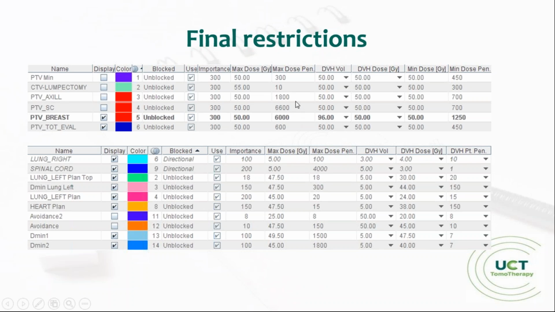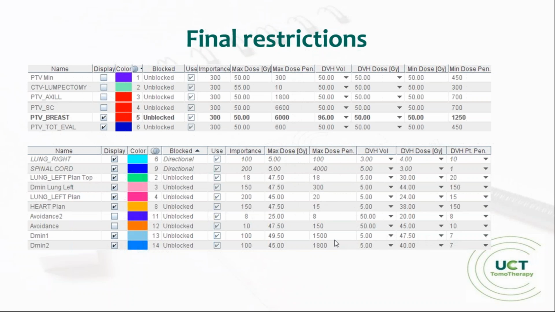So here you can see such high numbers like 6,000. Also, I wanted to prevent the spinal cord from maximum dose. So here you can see I put 4,000 for maximum dose penalty. Also, I tried to reduce the dose around the PTV, so here I also put high max dose penalties. And let's see what I got.